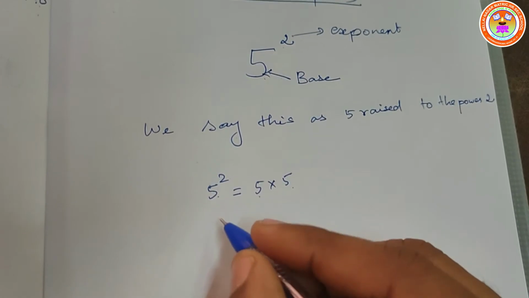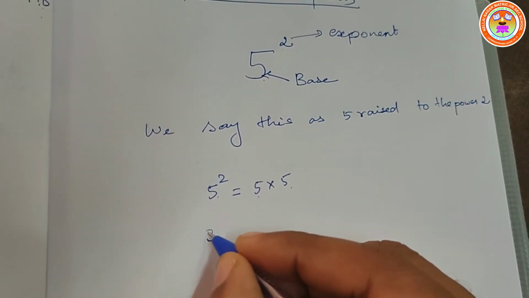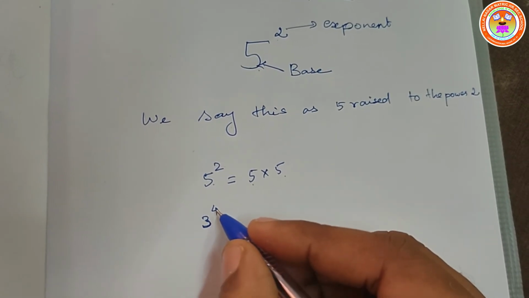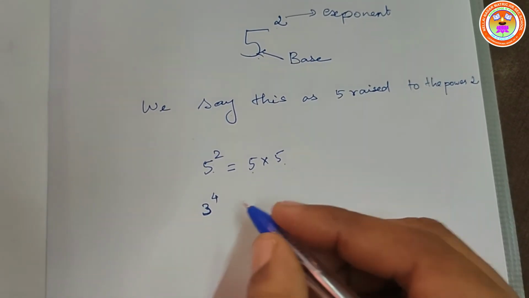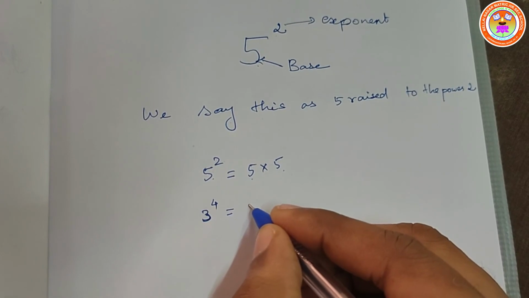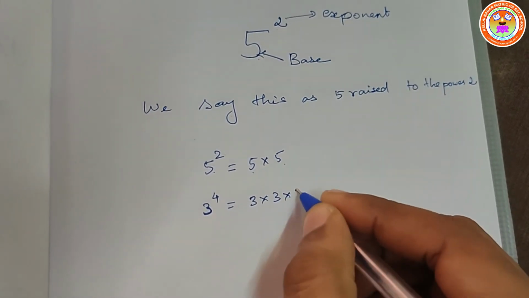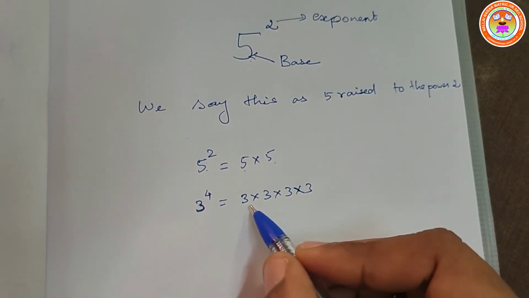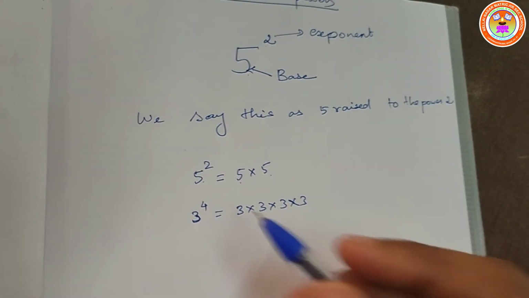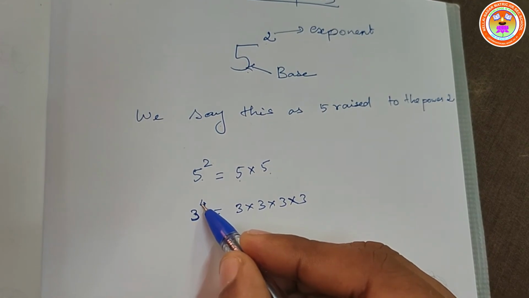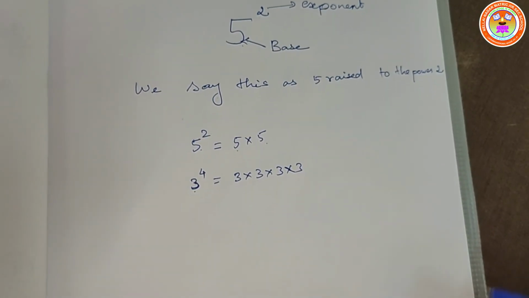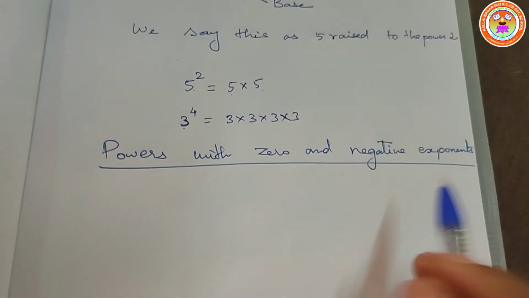I will give one more example. 3 to the base 4, 3 to the power 4. 3 to the power 4 means 3 into 3 into 3 into 3. That means 3 we have to write 4 times. Clear? Here 4 is called the exponent and 3 is called the base. Now we will proceed to the sums. We are not going to proceed to the sums.